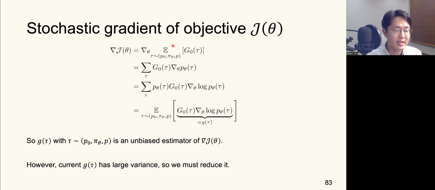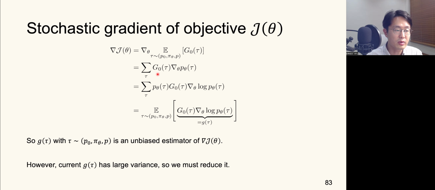Now let's write this expectation as the summation over the probability distribution. So this is a summation over all possible trajectories tau of the probability distribution on tau. And let's push the gradient into this summation. This G0 is a quantity that does not depend on theta. So the only quantity within this summation that depends on theta is this probability distribution.